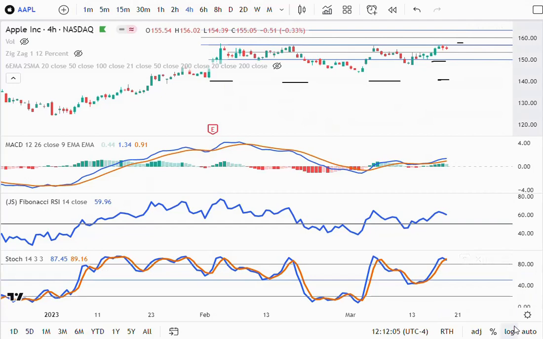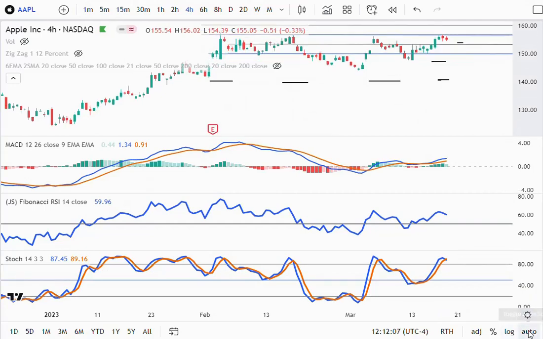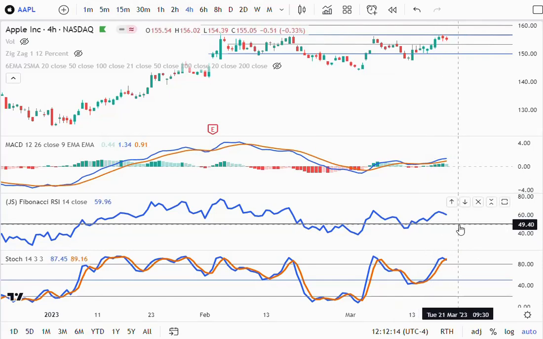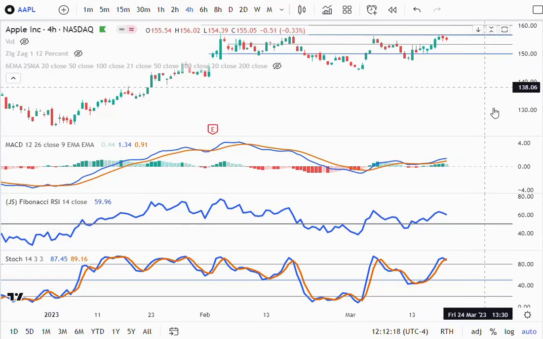So that's Apple, but keep an eye on the momentum indicators. Watch what happens to RSI. As long as RSI doesn't dip below 50, the bias would be to the upside.